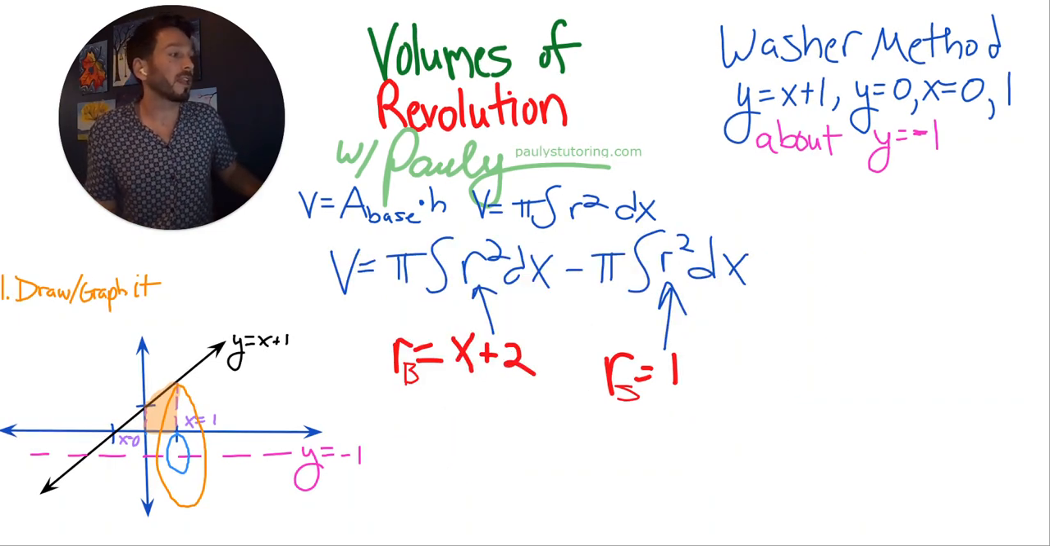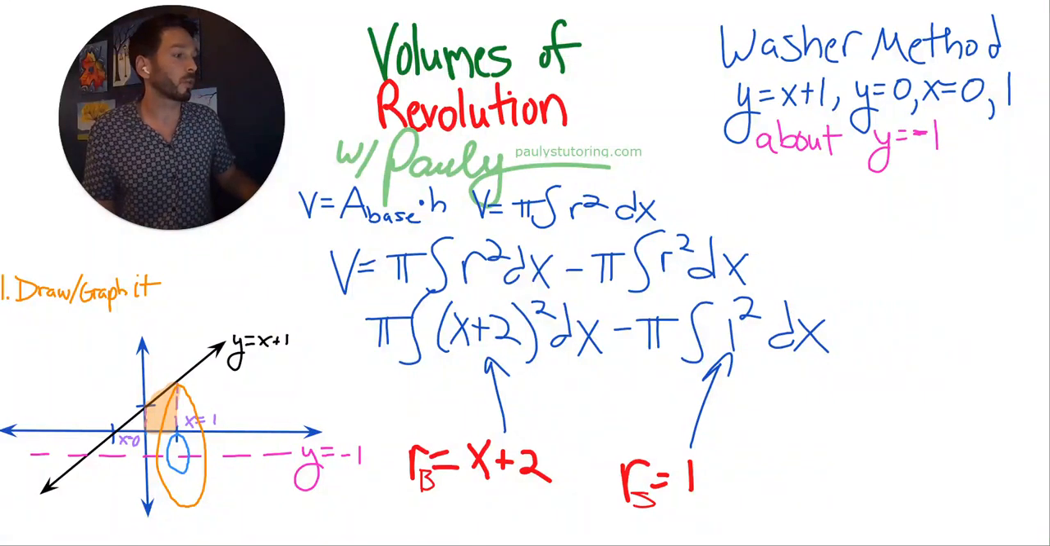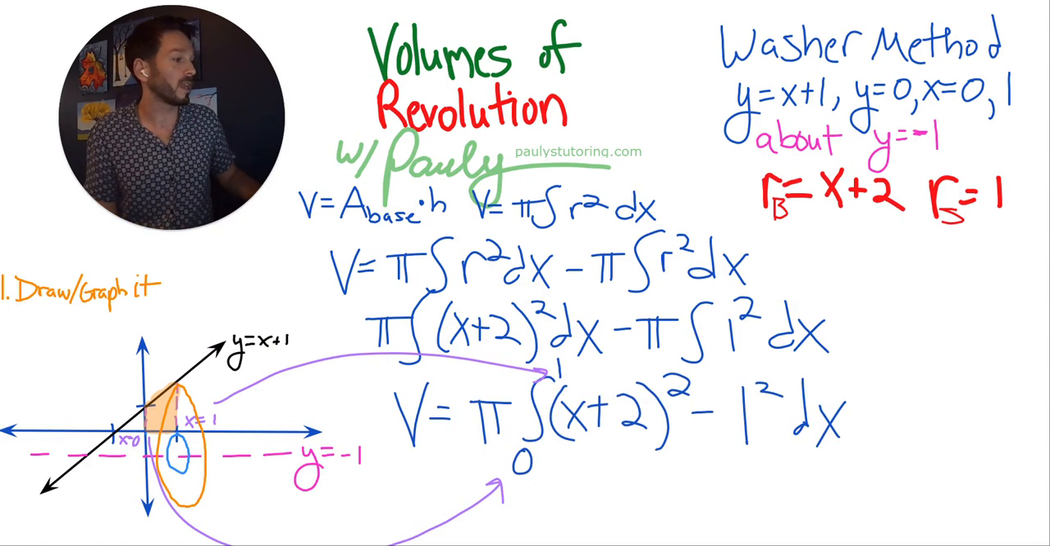Now we're just going to plug it into our formula. We're not going to solve this. We just want to really set this integral up. Be explicit about what you're measuring. So we're going to put the big radius there, x plus 2 squared, take away the small radius, hence the washer method. And then we're inserting our bounds. This is 0 and 1.